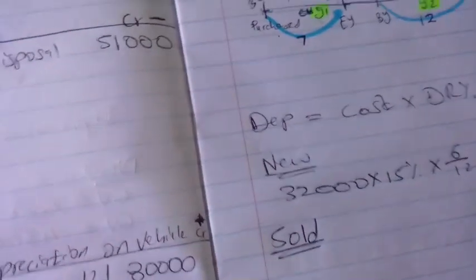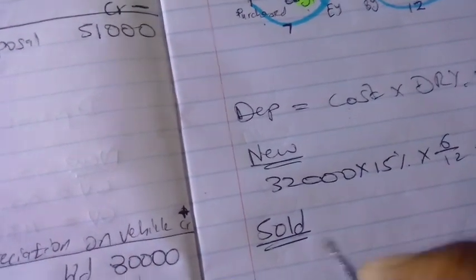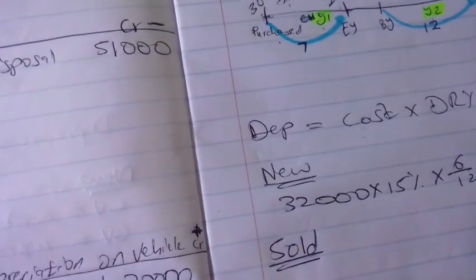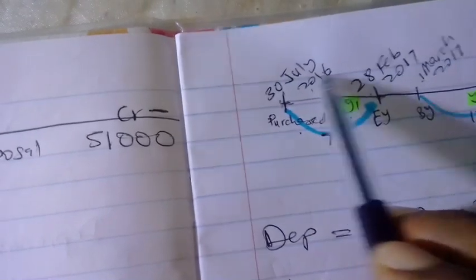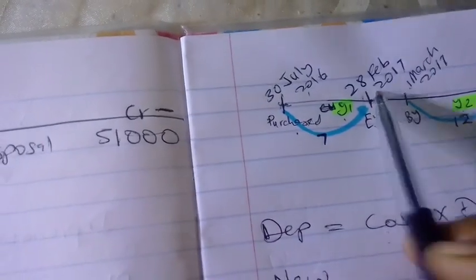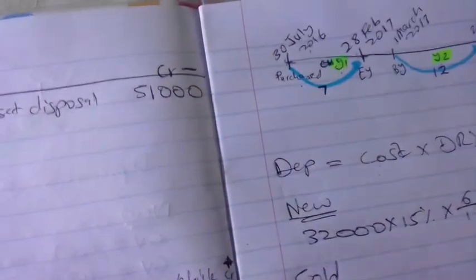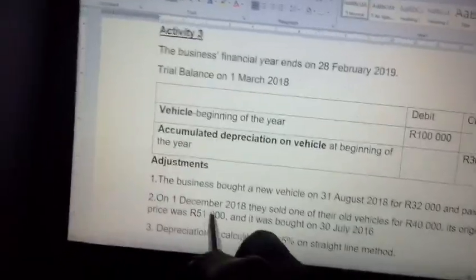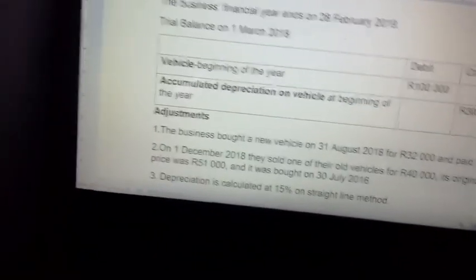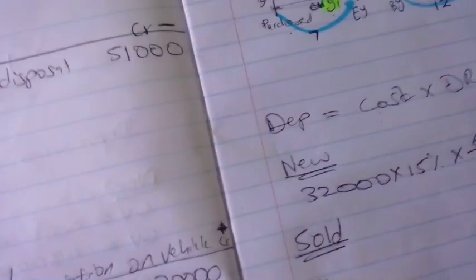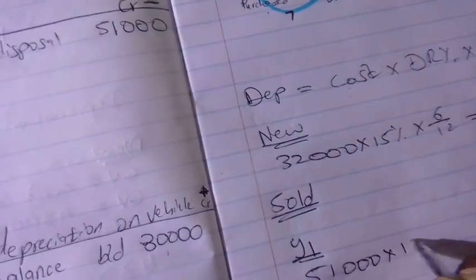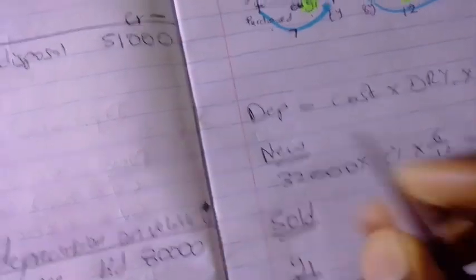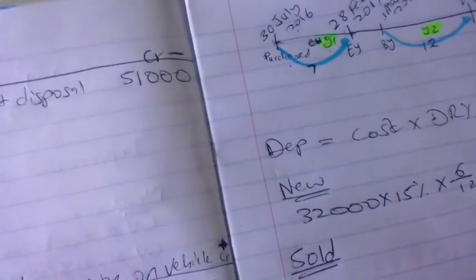For the sold asset, we start by calculating depreciation from the date of purchase to the date of sale. During year 1, I'm referring to the period from 30 July 2016 until 28 February 2017. Depreciation was calculated as follows. The cost of the sold asset was how much? 51,000. The cost of the vehicle was 51,000. So our cost during year 1 is 51,000 multiplied by the depreciation rate of 15%, multiplied by 7 months inside the business, so 7 divided by 12.